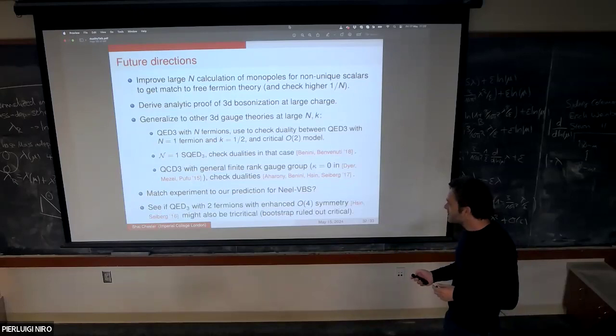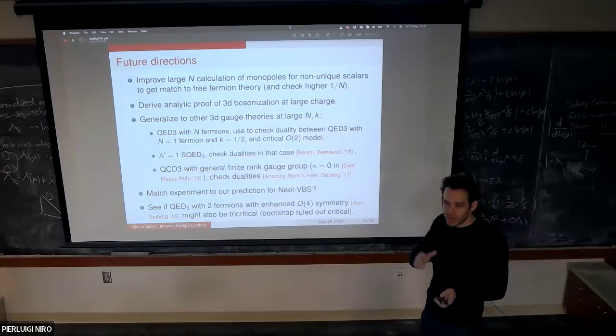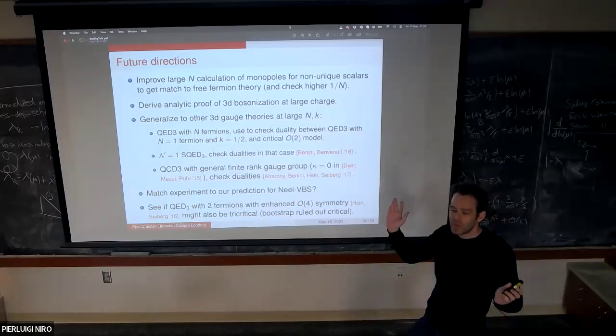Finally, there's a somewhat similar story for QED3 with 2 fermions. In this case, it was conjectured by these authors, as well as other authors, I think I'm missing some papers, that the symmetry is supposed to enhance from SU2 cross U1 to O4. The original version of this proposal was that the theory was critical, which means under O4 there were no relevant singlets, and that was again ruled out by bootstrap.